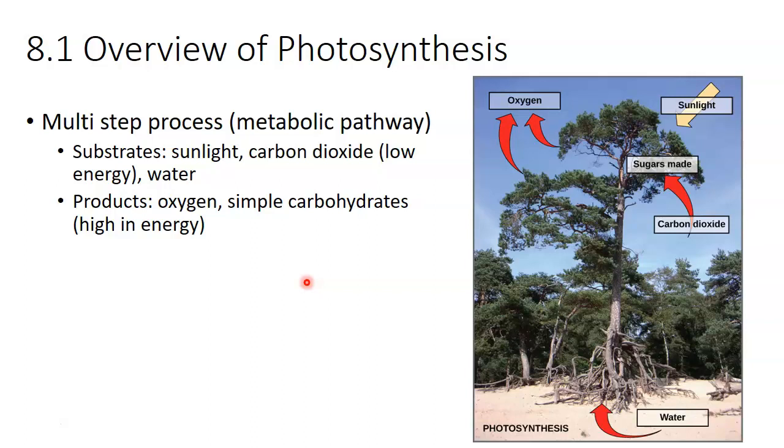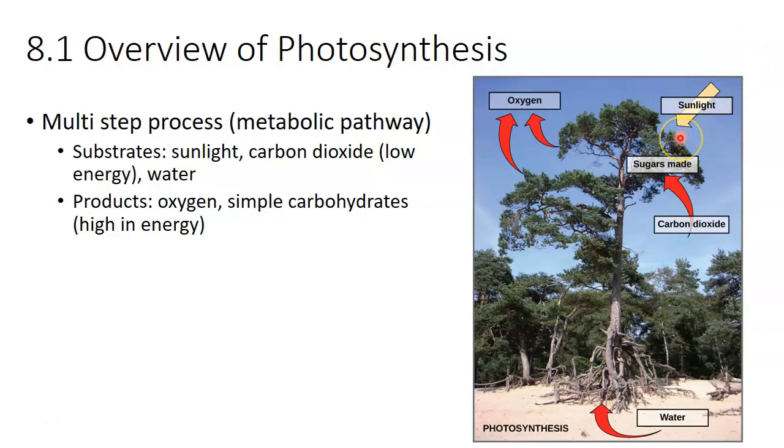So, when we look at this equation, the substrates on the left-hand side of the arrow are going to include sunlight, so there's our energy source, carbon dioxide, and water. So let's quickly talk about where those things come from. Sunlight obviously is going to come from the sun.